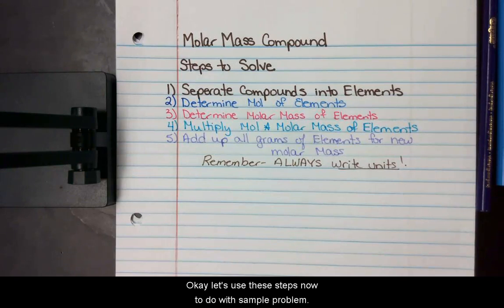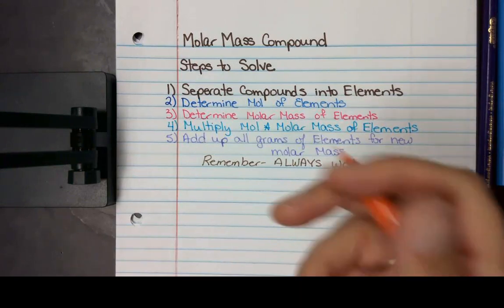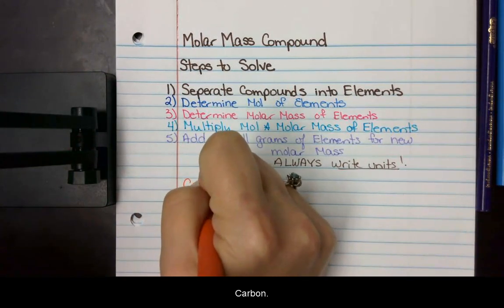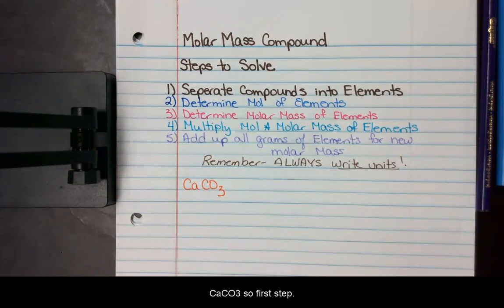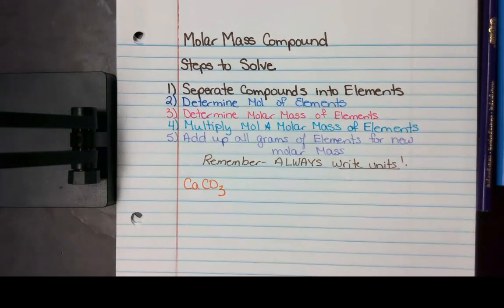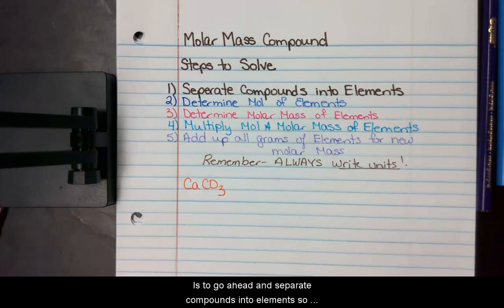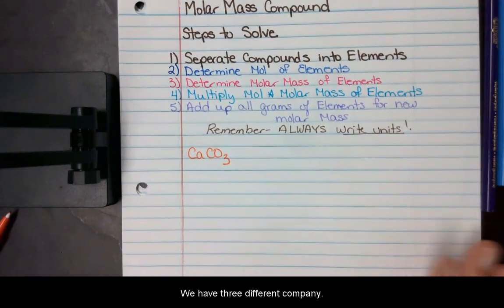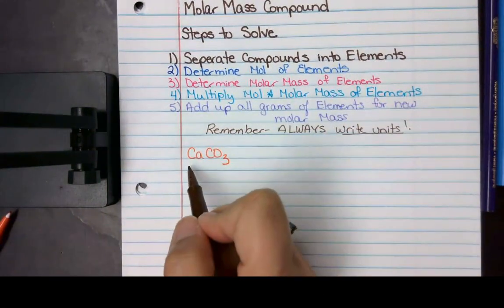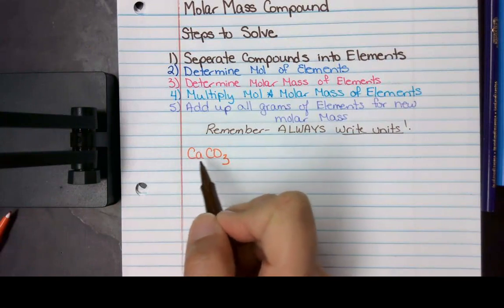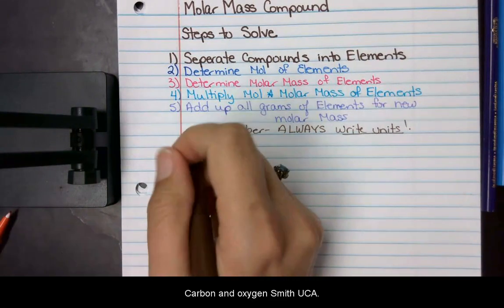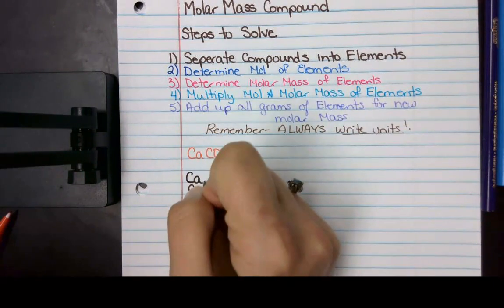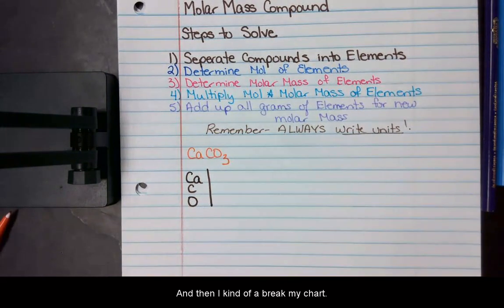Okay, let's use these steps now to do a sample problem. So we're going to do the molar mass of calcium carbonate, CaCO3. So first step is to go ahead and separate compounds into elements. So we're looking at calcium carbonate. We have 3 different elements: calcium, carbon, and oxygen. So we do Ca, C, and O. And then I kind of break my chart.